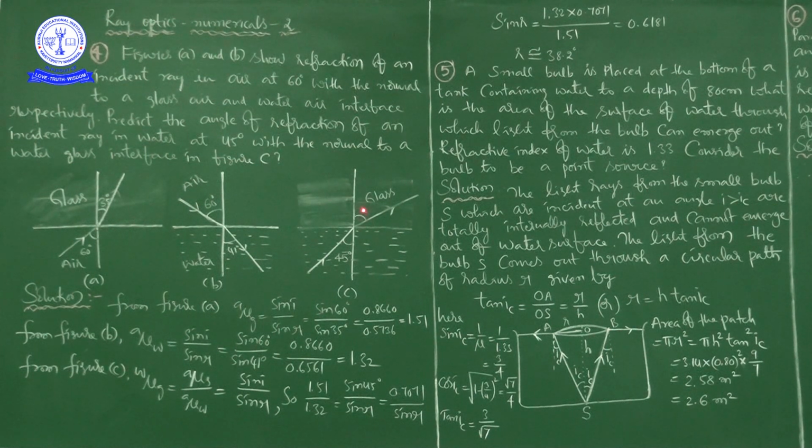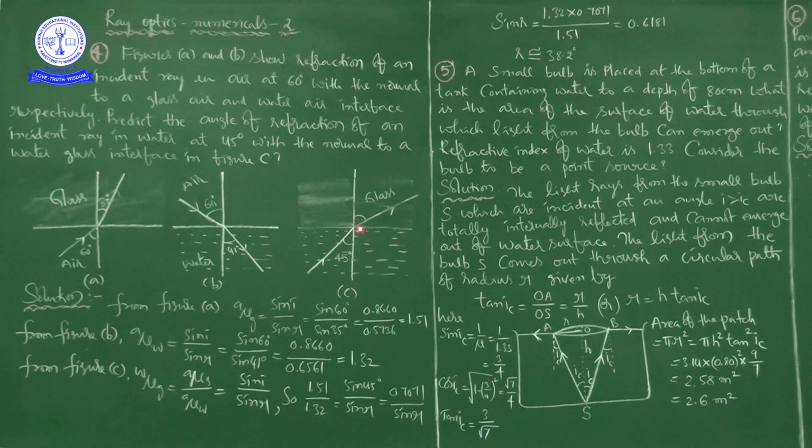Predict the angle of refraction of an incident ray in water at 45 degrees with the normal to a water-glass interface in figure C. So figure C is the water-glass interface. Here 45 degrees is the angle of incidence and this is the angle of refraction. This angle of refraction is what we have to find. That is the question.